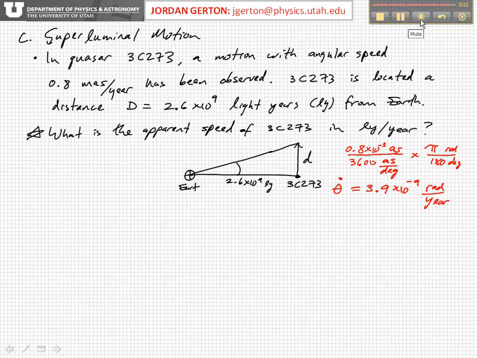Okay, the first thing to realize is that a milli-arc second is 10 to the minus 3 arc seconds, there are 3,600 arc seconds in a degree, and pi radians per 180 degrees. So if you do the dimensional analysis, you get that this equates to 3.9 times 10 to the minus 9 radians per year of angular shift.